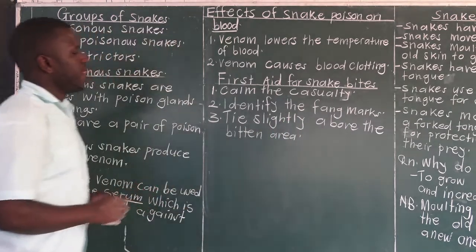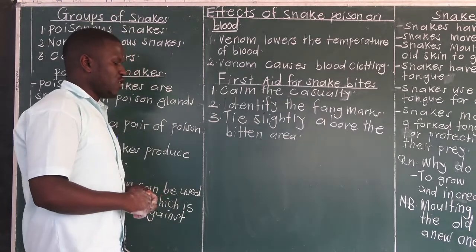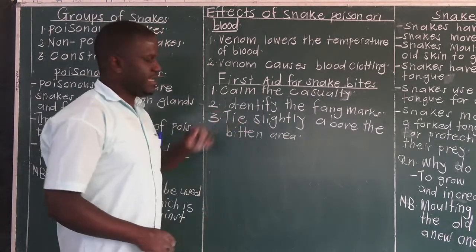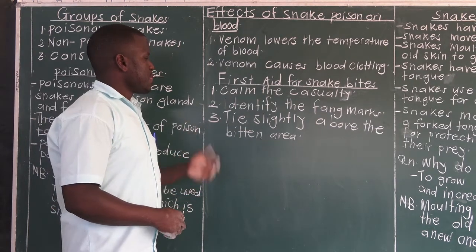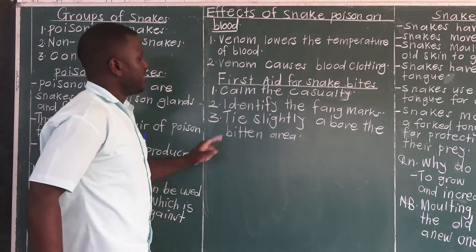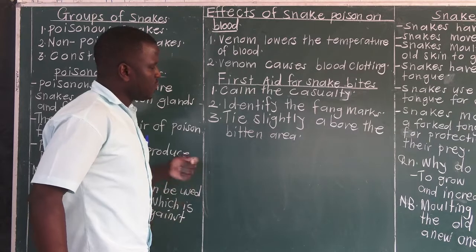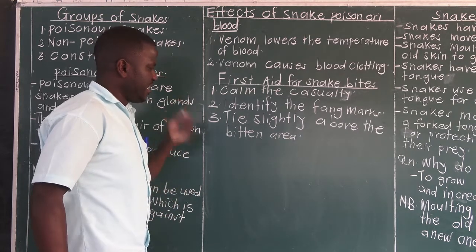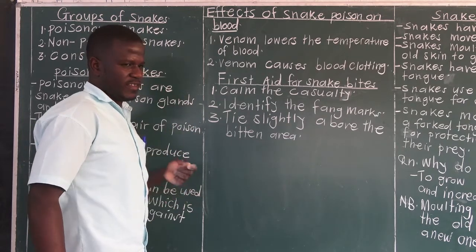Tie slightly above the bitten area. You can get a piece of cloth, a string, or a thread, and tie slightly above the bitten area. For example, if the snake has bitten somebody on the leg, you tie above, not below, above the bitten area. The reason is to prevent blood from flowing towards the heart.